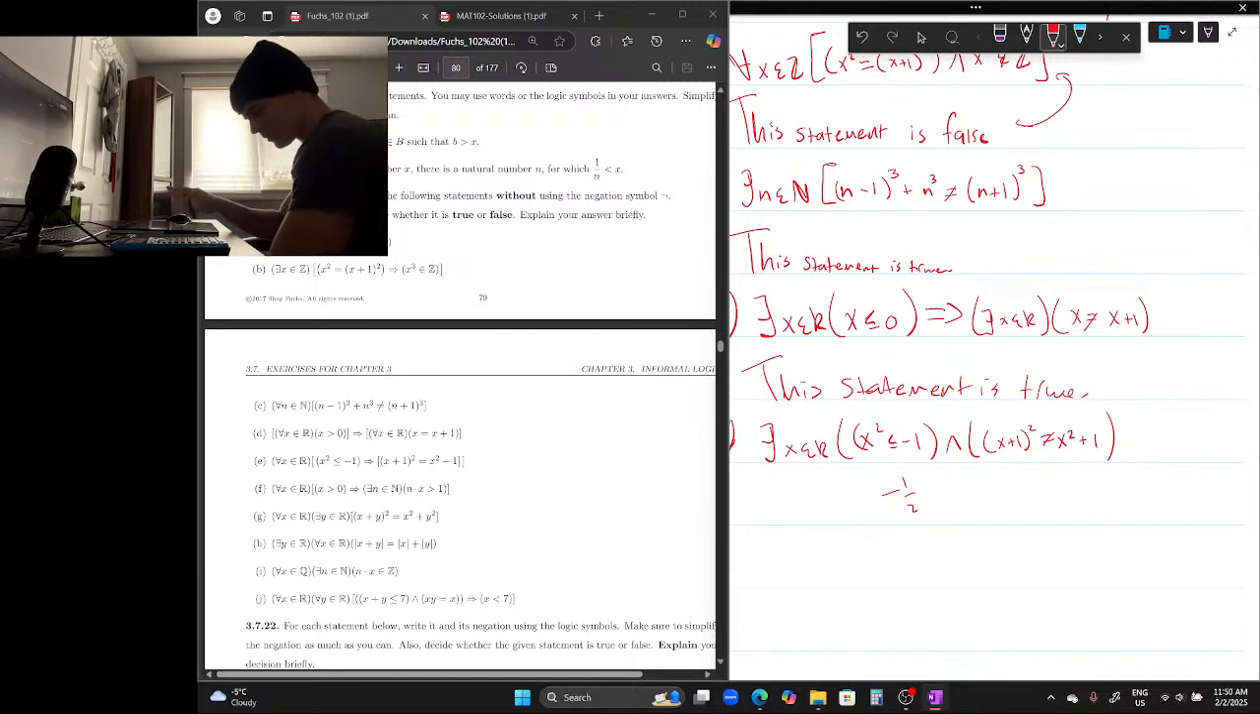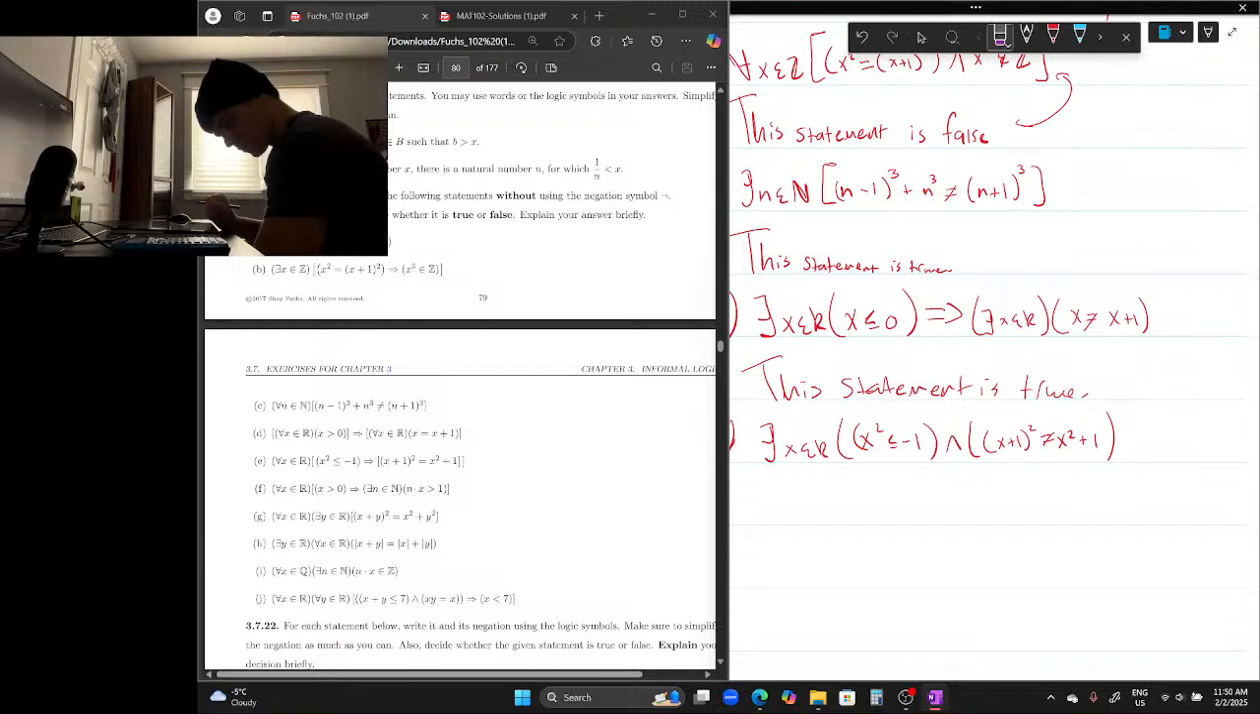Oh, wait. This is if x squared is less than or equal to -1. The only number that satisfies this equation is 0. So 0 and 0 plus 1 is 1 is equal to, so this, the original statement is actually true.